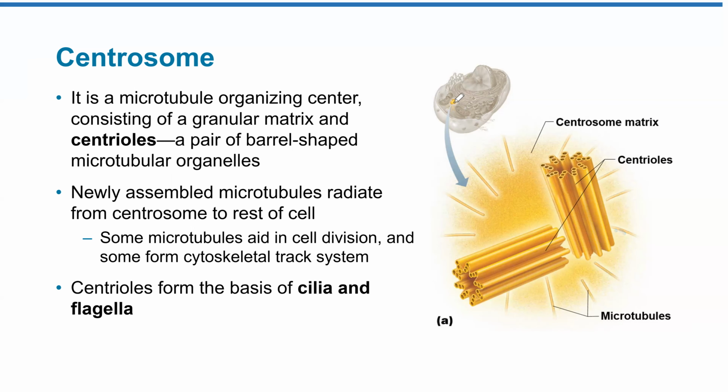Those centrioles will migrate to opposite poles of a cell. One stays here, one migrates over here, and they form the mitotic spindle that allows a cell to divide. Newly assembled microtubules radiate from the centrosome to the rest of the cell. Some microtubules aid in cell division, and some form a cytoskeletal track system. Centrioles form the basis of cilia and flagella as well.